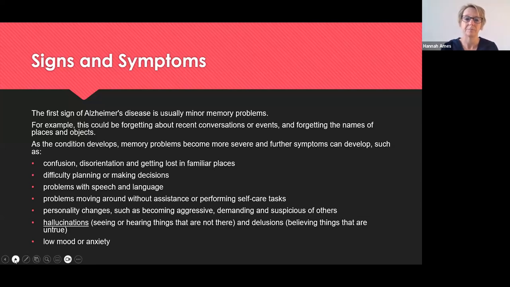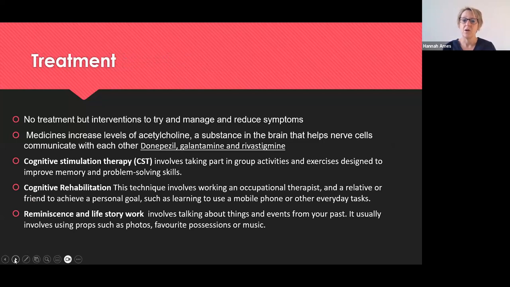Treatments: there's no cure, so interventions are very much to manage and reduce symptoms. The medications that are given increase levels of acetylcholine, and that helps your nerves communicate with each other within the brain. Other things that can be offered include cognitive stimulation therapy, which is being involved in group activities to help with memory and problem-solving skills, and also cognitive rehabilitation.